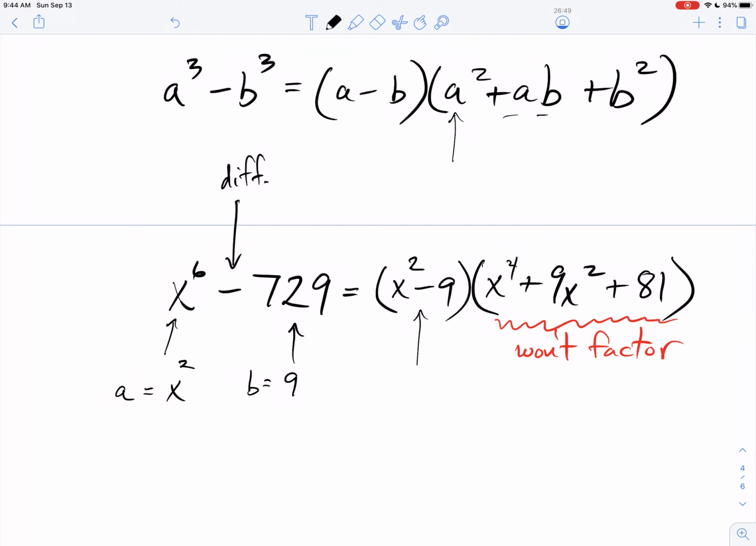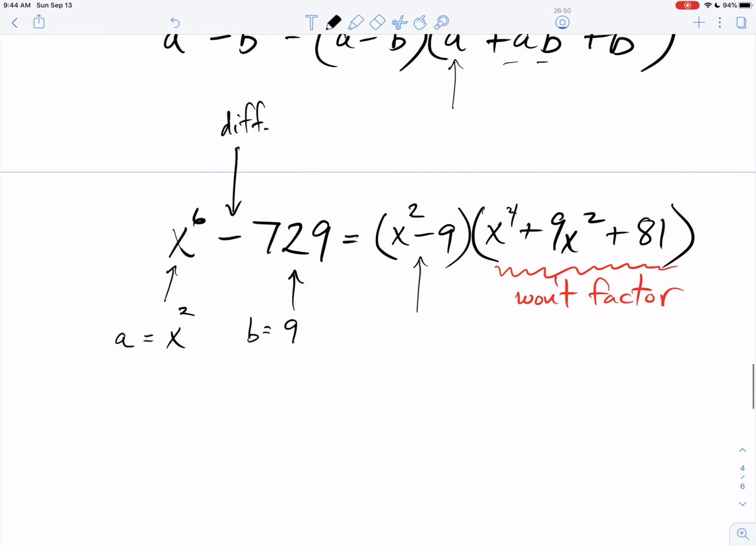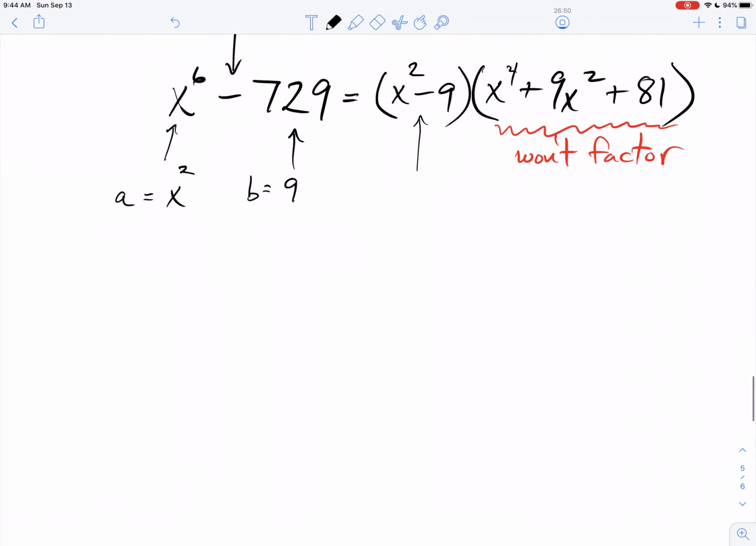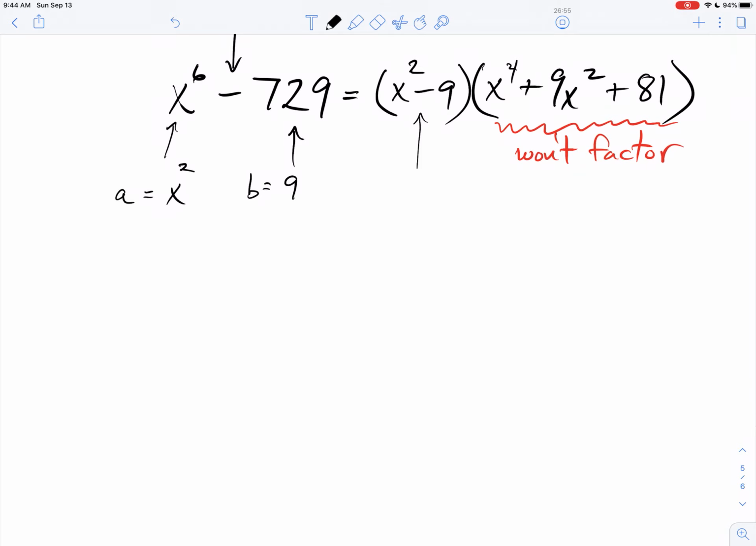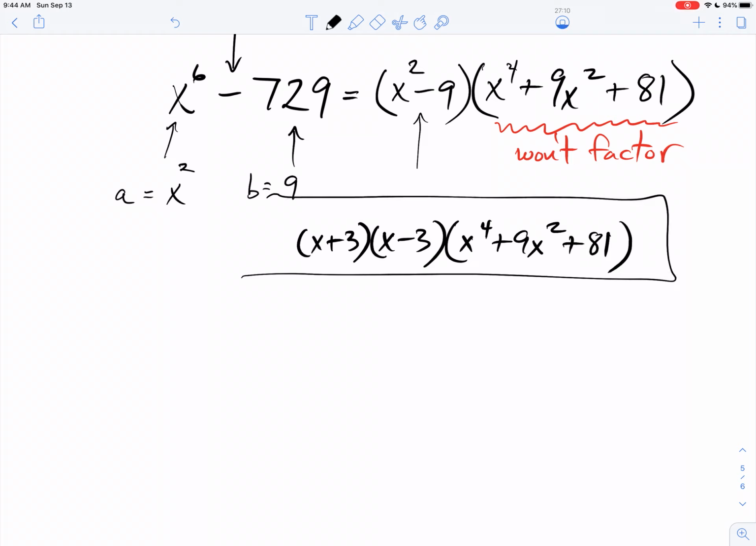And you might be going, what? Well, here we go. This would be the answer. If this was in your book, this would be the answer: x plus 3, x minus 3, x fourth plus 9x squared plus 81. That would be the final answer for that question.